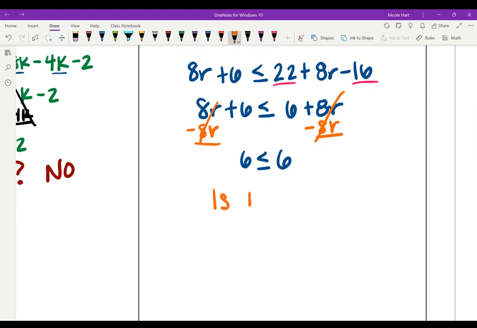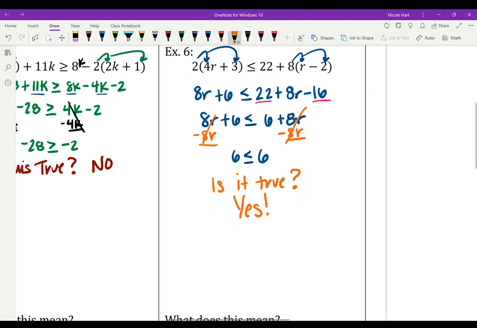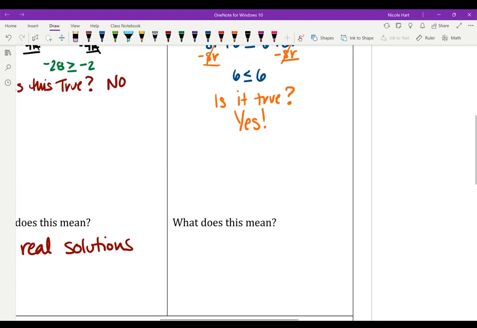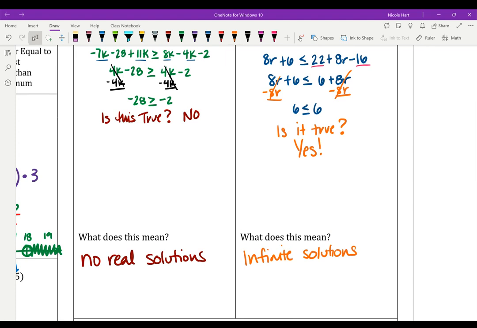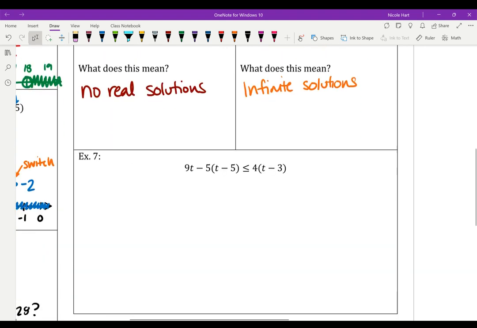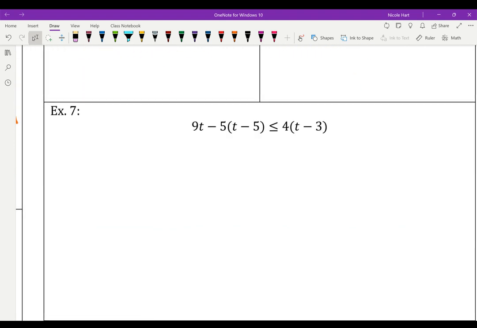So you again ask yourself, is it true? And the answer is yes. Yes, it is. 6 is equal to 6. So if it is true, again, as we talked about before, we have infinite solutions. So no matter what numbers we plug in, this is going to work. So you've got two situations. Is it true? Yes, infinite solutions. Is it not true? Then no real solutions occur. I want to do one more example real fast to really kind of drive this idea home.